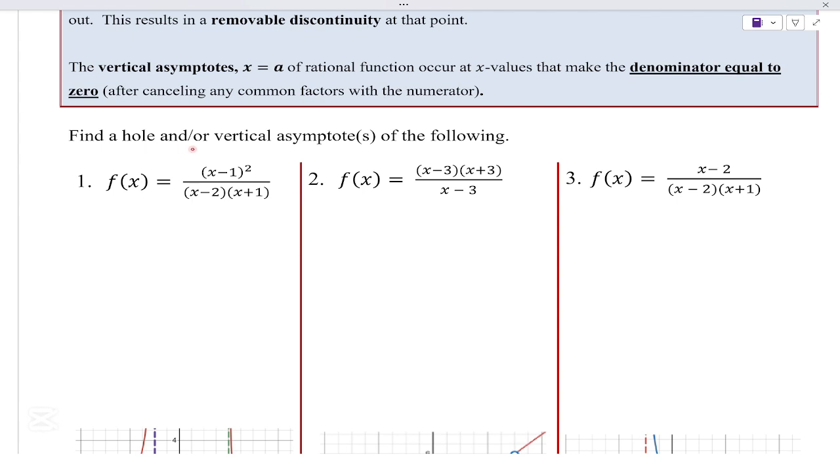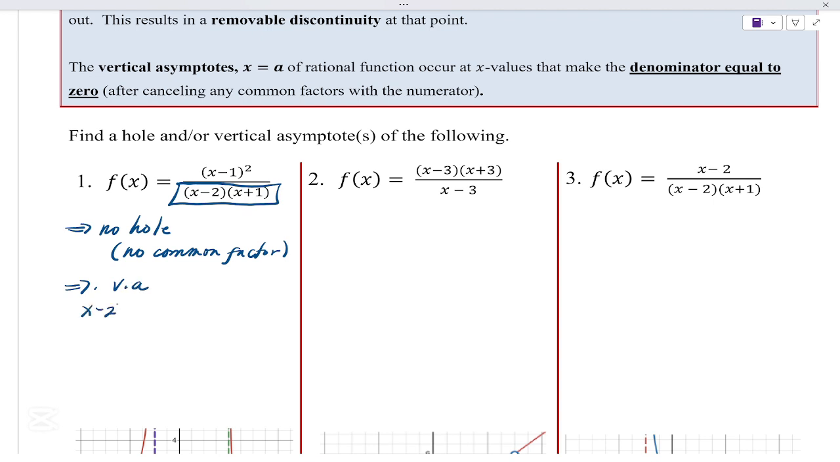Now let us find the hole and/or vertical asymptotes of the following. The first function is x minus 1 squared divided by x minus 2 times x plus 1. Since we cannot see any common factor, we can say that there is no hole. And then to locate the vertical asymptotes, we have to equate the denominator to 0. So we equate x minus 2 times x plus 1 to 0.